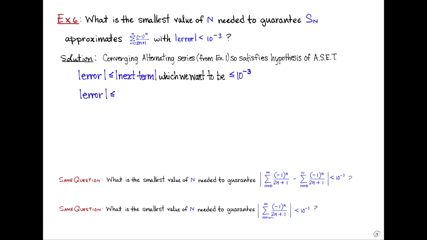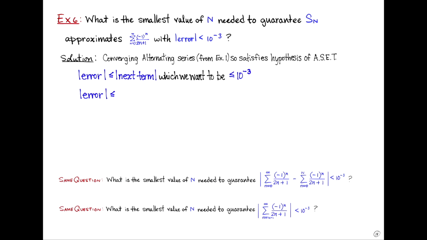Still dealing with the same alternating series, we want to know what is the smallest value of n needed to guarantee that S sub n approximates our infinite sum with the size of the error less than 10 to the negative 3. This is a converging alternating series, same from example 1, so we've satisfied the hypotheses. And we want the error to be less than or equal to 10 to the negative 3. And I always start these problems the exact same way.